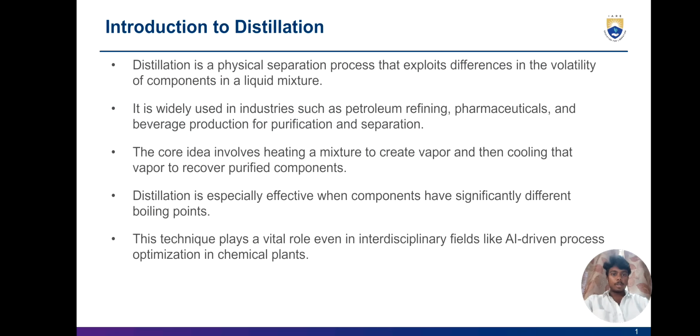Introduction to distillation. Distillation is a physical separation process that exploits differences in the volatility of components in a liquid mixture. It is widely used in industries such as petroleum refining, pharmaceuticals, and beverage production for purification and separation. The core idea involves heating a mixture to create vapor and then cooling that vapor to recover purified components. Distillation is especially effective when components have significantly different boiling points. This technique plays a vital role even in interdisciplinary fields like AI-driven process optimization in chemical plants.